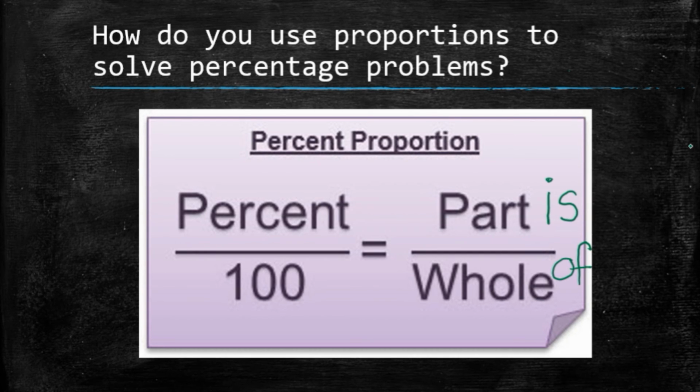An easy way that I remember "is" and "of" in the part whole comparison here is that alphabetically an I comes before O. So "is" goes on the top because I comes before O, and "of" goes on the bottom because O comes after I. So that's kind of a little device that I use to remember which part is "is" and "of", and I think that might be helpful for you as well. So make sure that you have that noted on your guided notes worksheet.